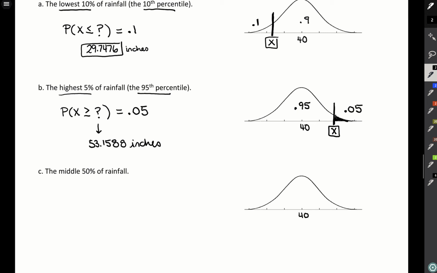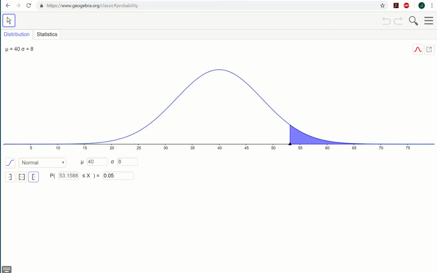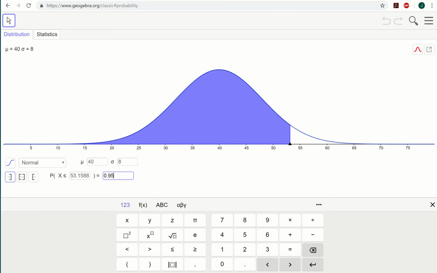And notice what happens if I had done area to the left. So let's say I switched that. Instead it was area to the left of that 0.95, same exact value comes out. So it doesn't matter if you do right or left. As long as the area is accurate for that direction, you'll get the same number out.